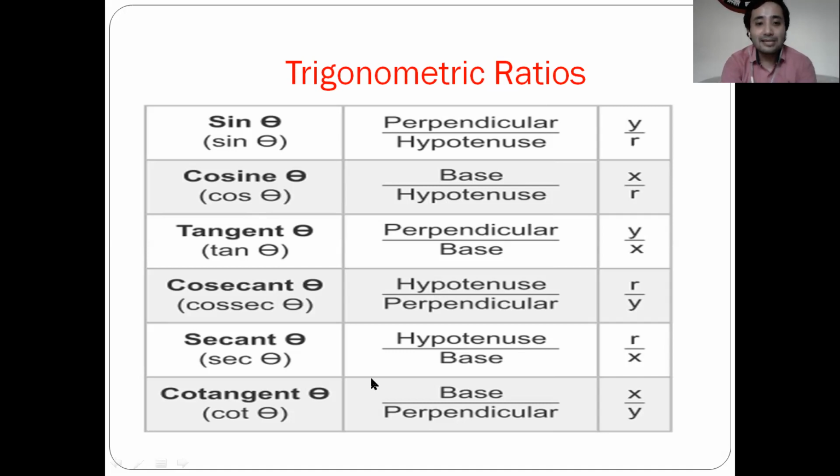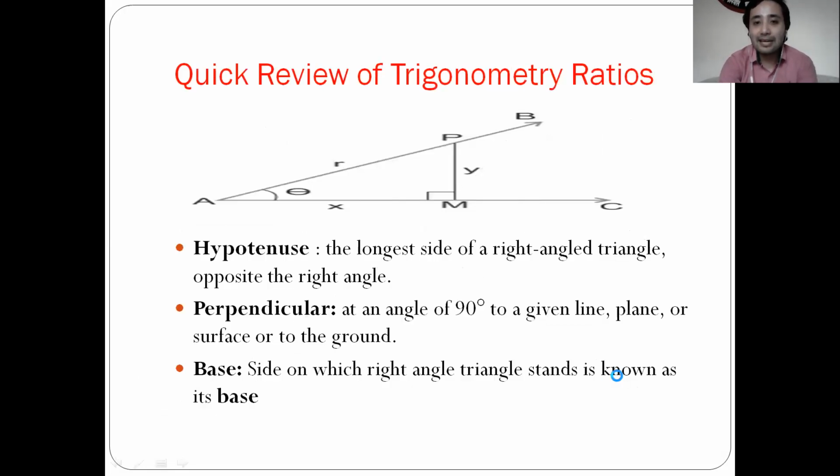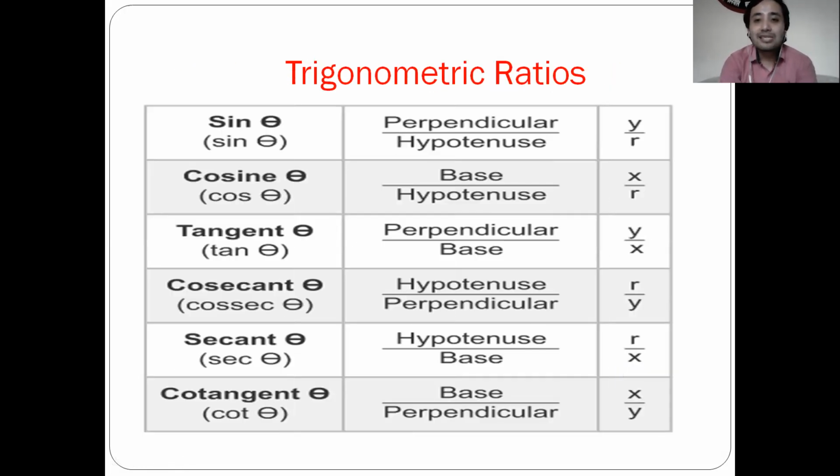Hypotenuse by base. Then similarly, cotangent theta or cot of theta is what? It is the reverse of tan. So tan we already know is perpendicular by base. So how do we get cot or cotangent of theta? Base by perpendicular. Okay. These values I have taken directly from the triangle that I have described. So we just have to put the values.